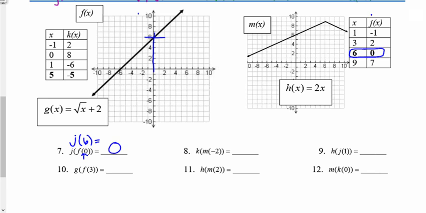Number 8. Start in the middle. Do m of -2. M is this graph here. X value of -2. What y value is that? It is 5. So I'm working my way outside and I do k of 5 now. K of 5 is -5.